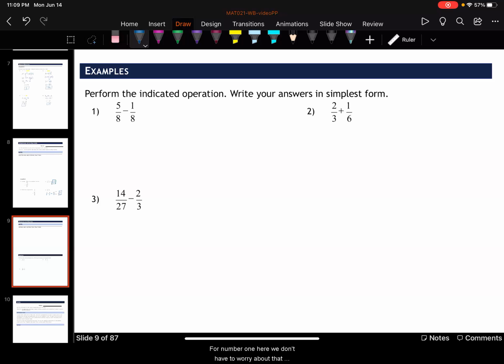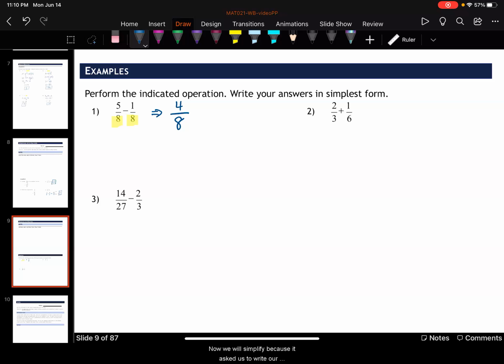For number 1 here, we don't have to worry about that because we have a common denominator, which in this case is 8. So we get to keep that denominator. So we're going to perform our operation to the numerator only. So 5 minus 1 will be 4. And we keep our denominator of 8.